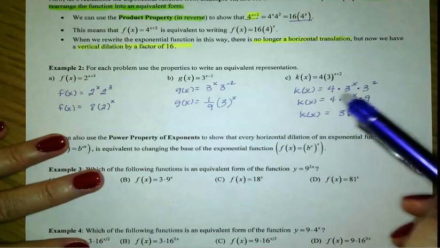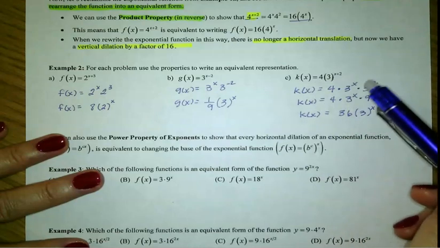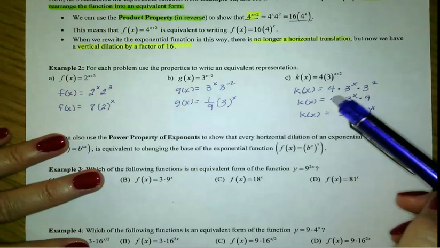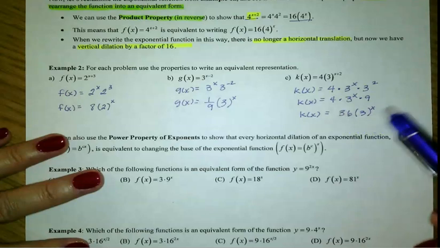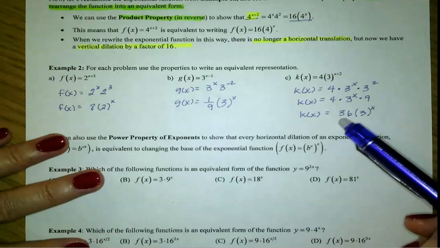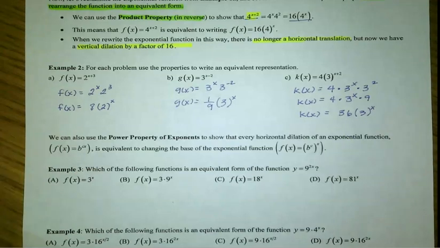Here we had 4 times, and then we can break this up: 3 to the x times 3 to the power of 2. 3 to the power of 2 is 9. 4 times 9 is 36. 3 to the power of x. So now the vertical dilation is by 36.